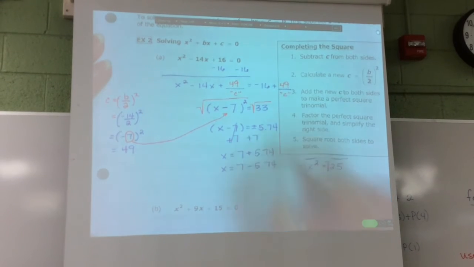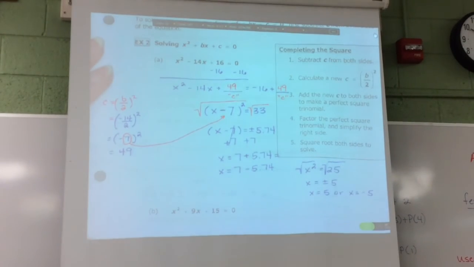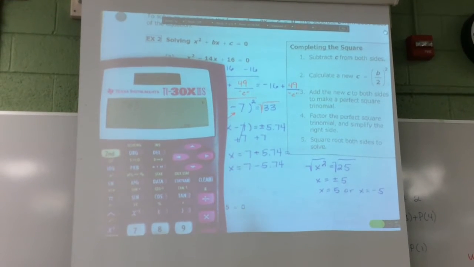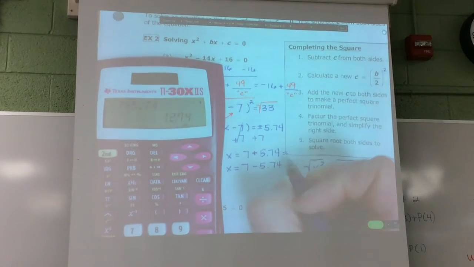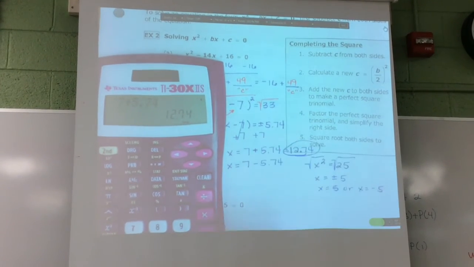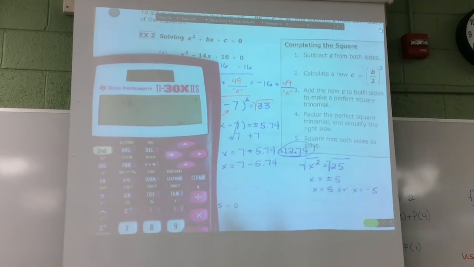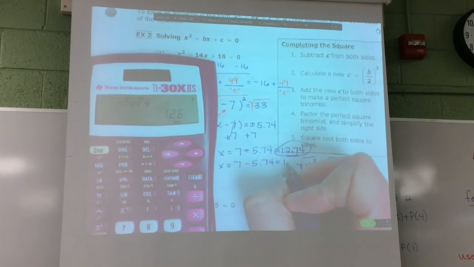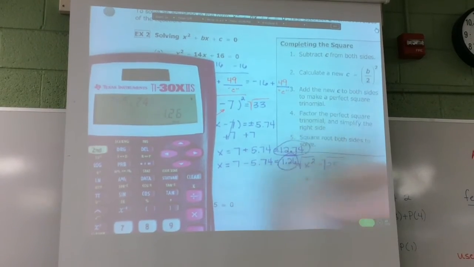And so all I've got to do is calculate these two out. So I've got 7 plus 5.74 gives me 12.74. There's one answer. And 7 minus 5.74 gives me 1.26. That's my second answer.